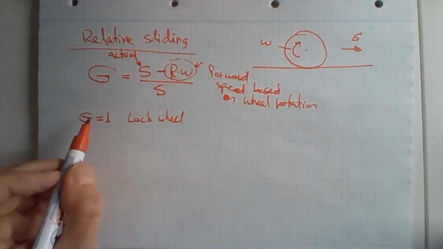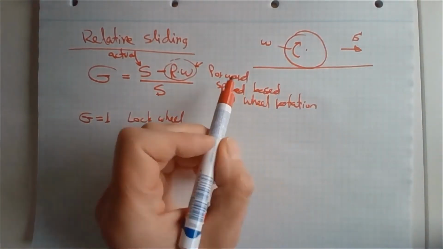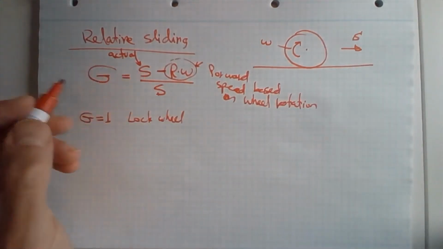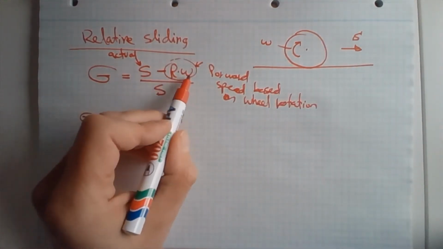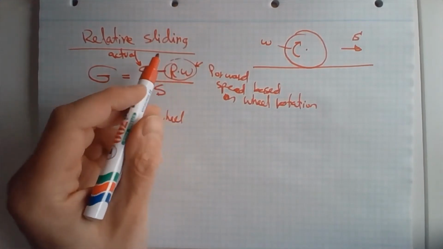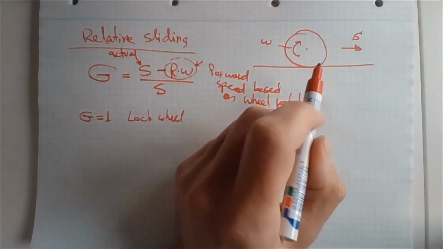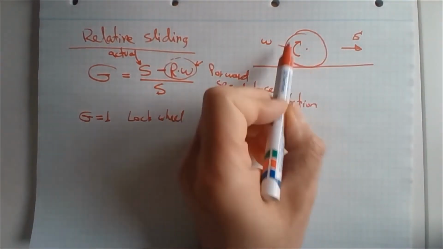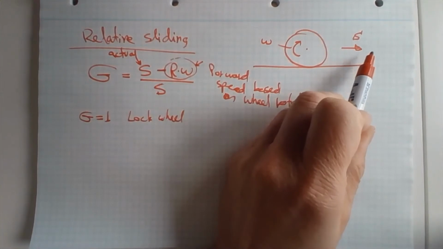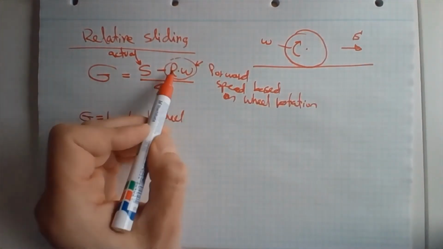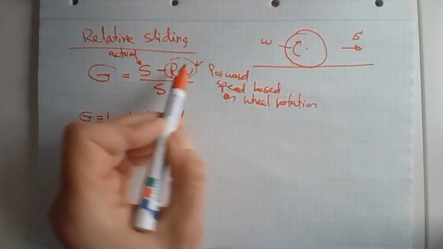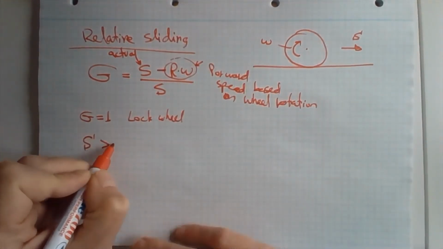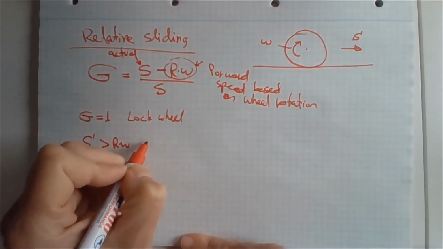If we think of another situation where the forward speed based on wheel rotation is the same as the actual speed we are driving at, then we have G equals 0 because S and R omega are identical. And then we can think of the other case where we are accelerating. In the acceleration case, sometimes the wheel is rotating faster than the actual moving speed. And then G becomes negative because R times omega is larger than S. So whenever S is larger than R omega, we are in a braking situation.